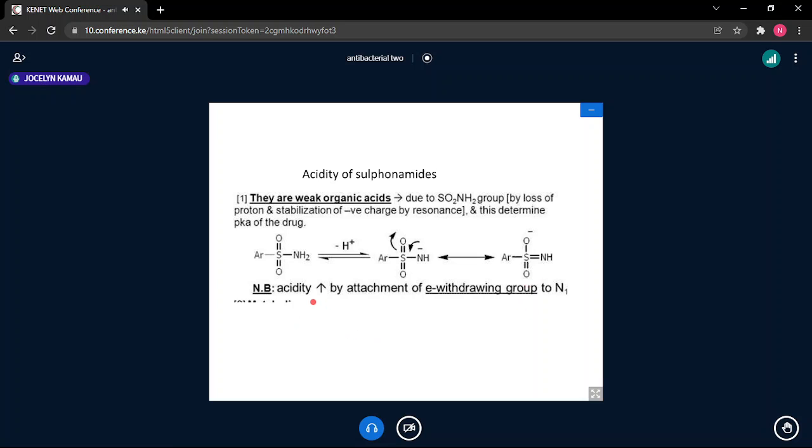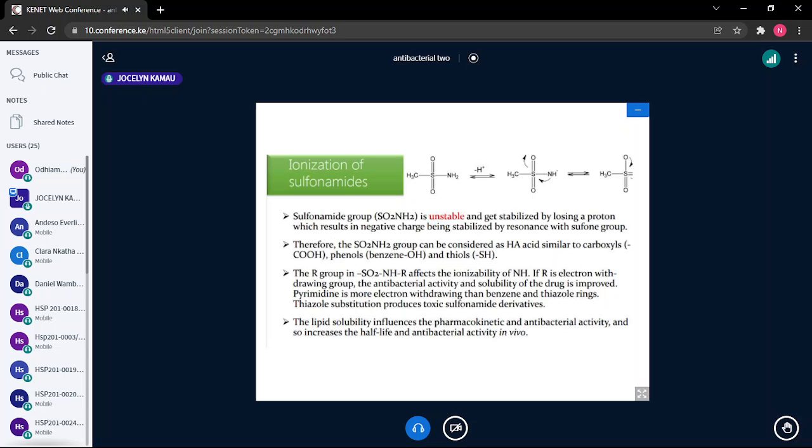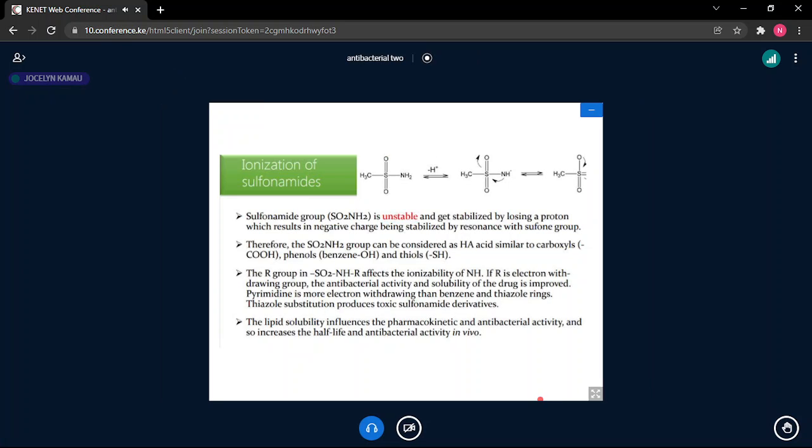And we're saying the attachment of electron withdrawing groups onto N1, and this is what we are calling our N1. Once you attach electron withdrawing groups to this nitrogen, then your drug is more readily ionized, is more acidic, and therefore it will not only be more potent, but it will also have lesser toxicity. So we're still discussing the same.